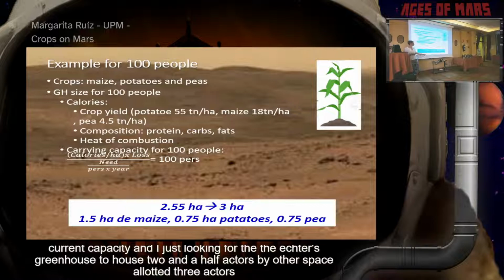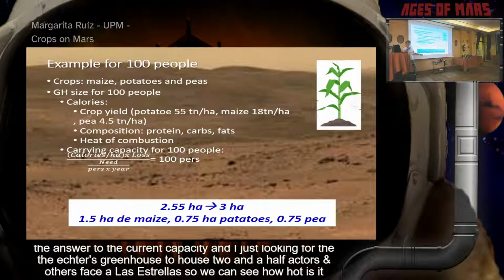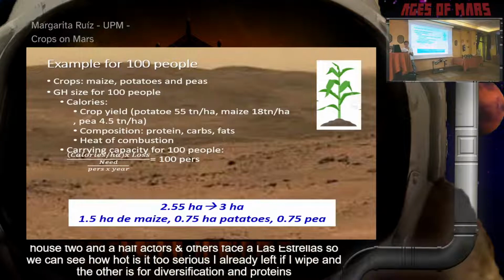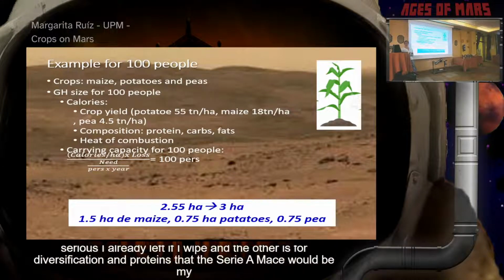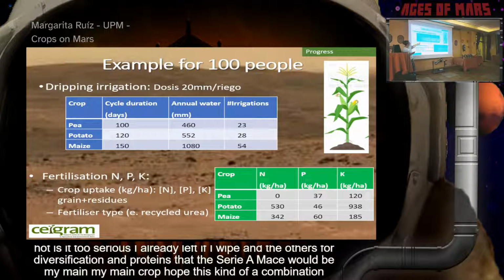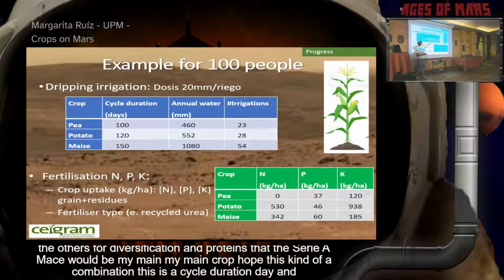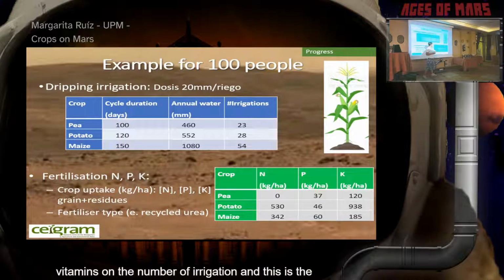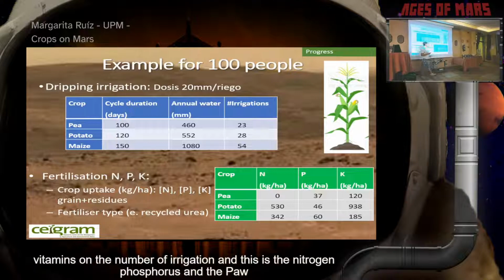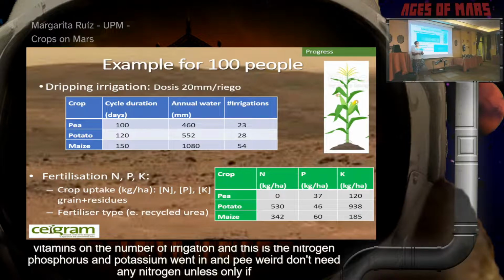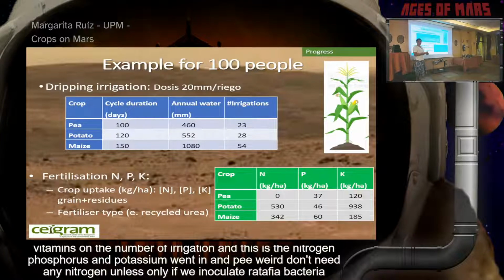So we can put half of it to cereals, and the others for diversification and proteins. But maize would be my main crop. So for this kind of combination, this is the cycle duration, the annual water requirements, and the number of irrigations. And this is the nitrogen, the phosphorus, and the potassium we need. And for peas we don't need any nitrogen, unless we inoculate Rhizobia bacteria, but we are counting on that.